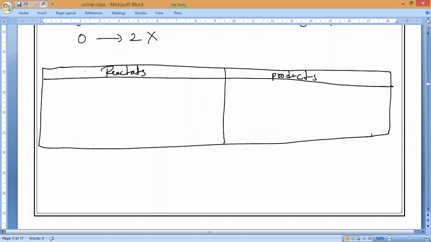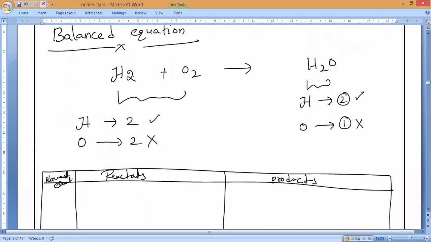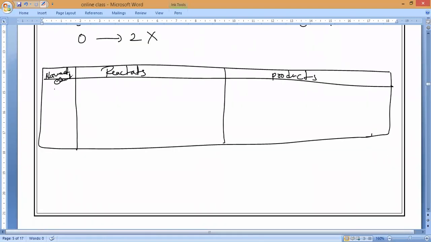One more thing should come here, that is the name of the element. Now tell me, what are the names of the elements present on both sides? Whatever element is present on the reactant side, the same is present on the product side. Reactant side: hydrogen, oxygen. Till here, any doubt?